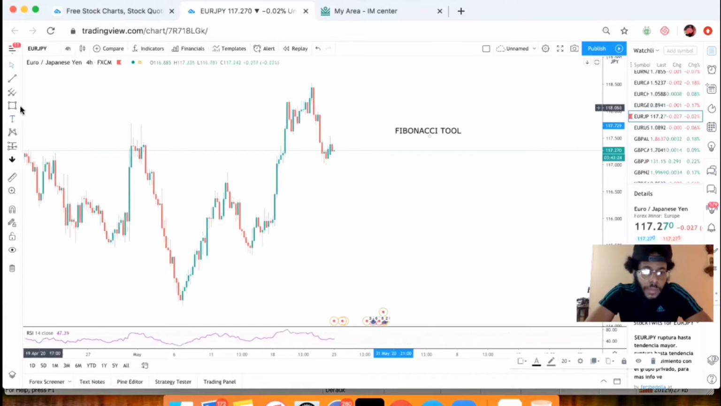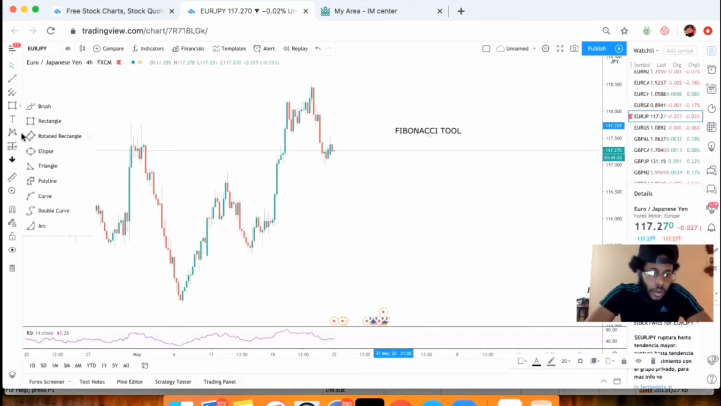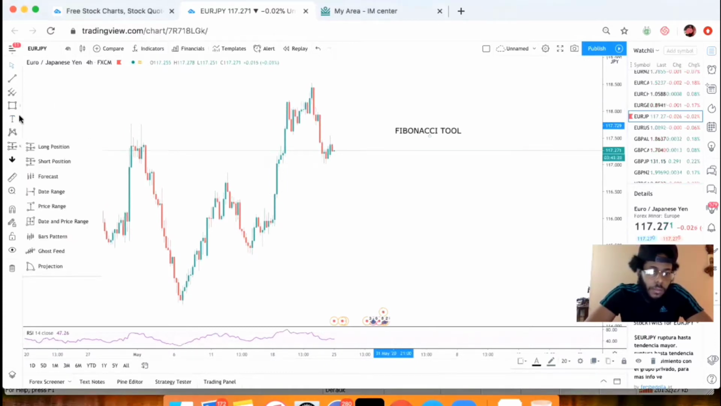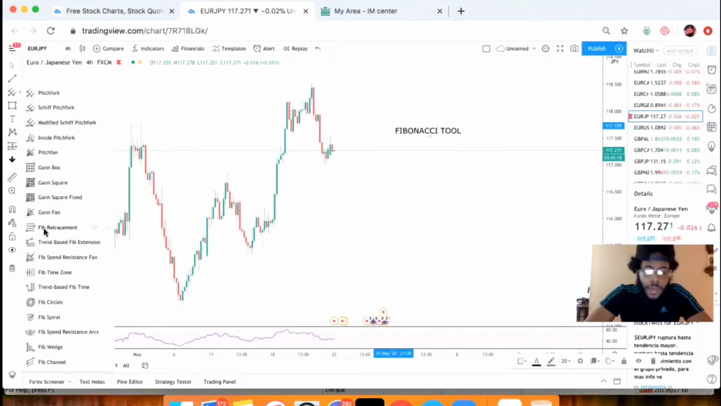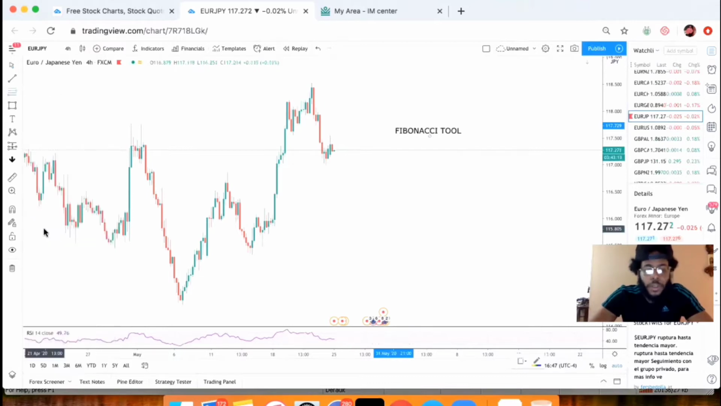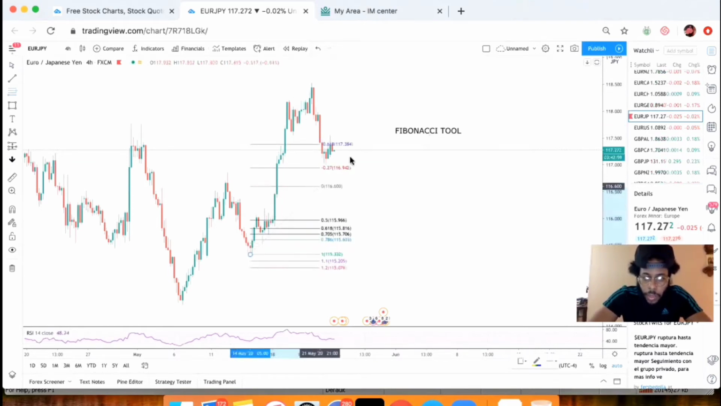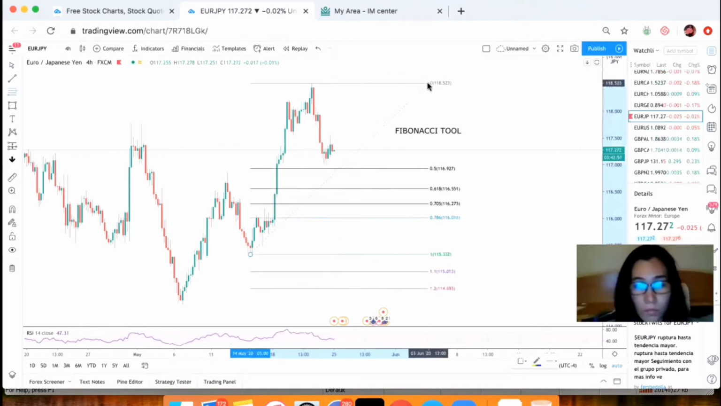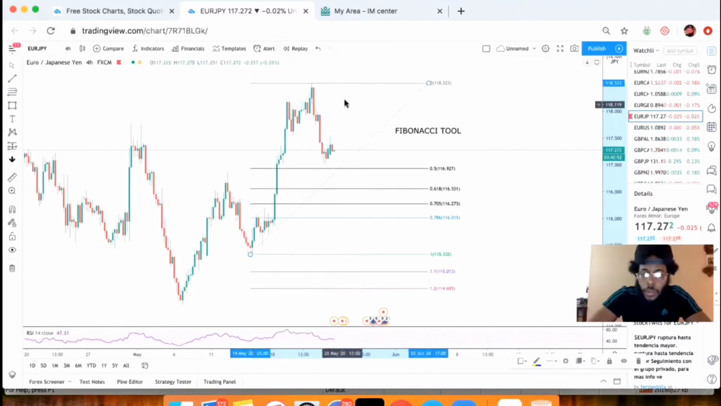So where you find the Fibonacci tool is up here, right where it says Fibonacci. We'll select that one. And the way we like to draw it, it's a measurement tool, right? So if you're measuring this whole move up, you're going to draw it from the bottom all the way up.